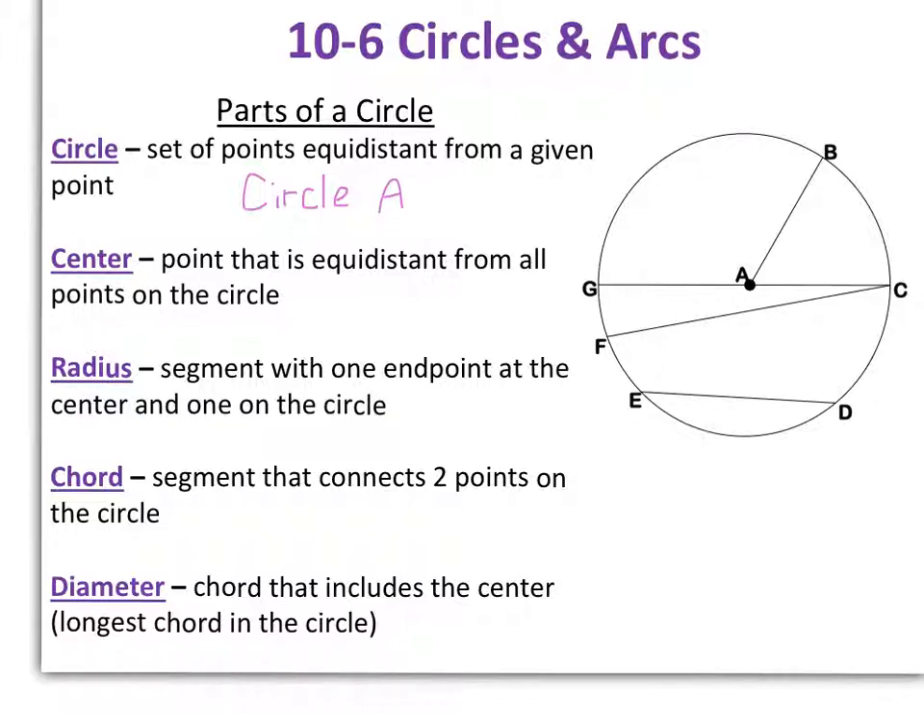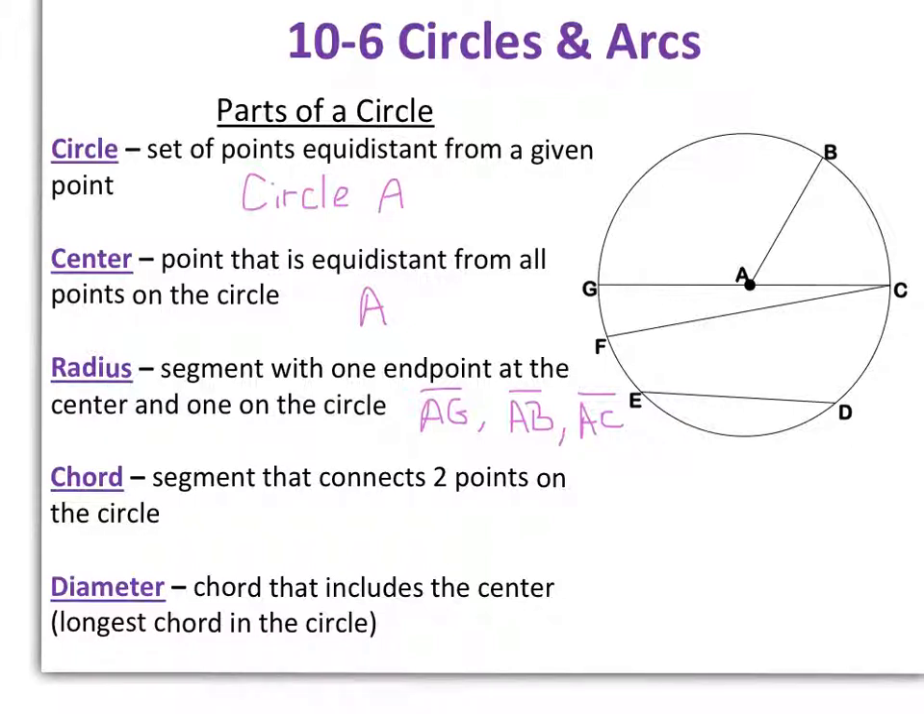The center is the point that is equidistant from all points on the circle. So our center is A, and that is why we refer to our circle as circle A. A radius is a segment with one endpoint at the center and one on the circle. So there are a few radii here. There's radius AG, AB, and AC. Order does not matter when we name our radius because they are line segments.